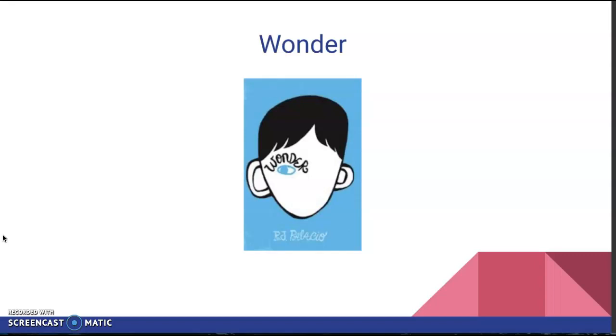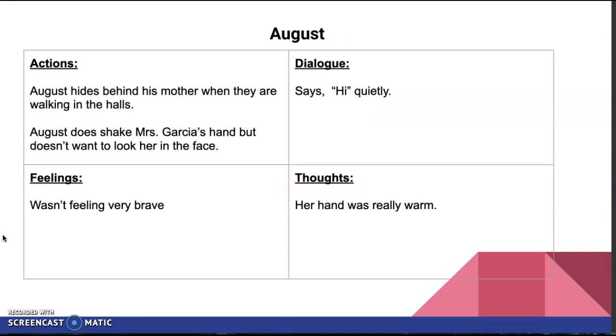So boys and girls, I want us to think for a second about what we just read. If we take a look at my little chart here, some of the actions that we saw August do: August hides behind his mother when they're walking in the halls. August does shake Mrs. Garcia's hand, but he doesn't want to look her in the face. Remember, when he talks, he says hi very quietly. We know that he wasn't feeling very brave at this time. And lastly, he has a thought that her hand was really warm.